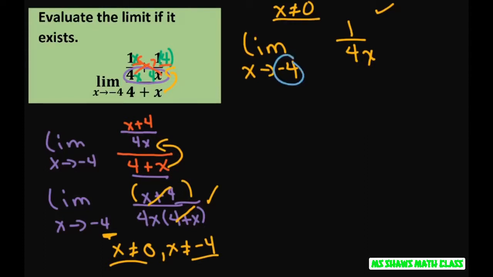So now we just plug in -4 here. You get 1 divided by 4 times -4. That's equal to 1 divided by -16. And I'll just put that negative out in the middle like that.